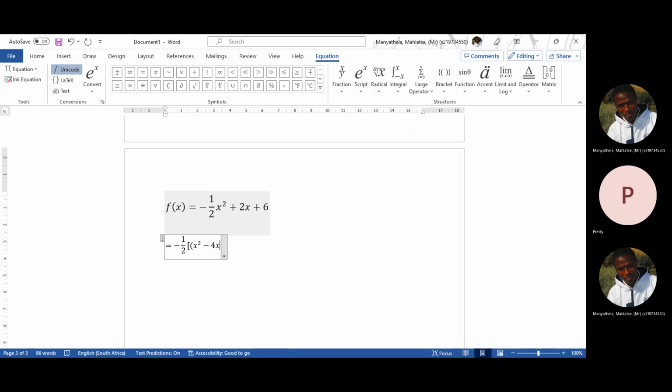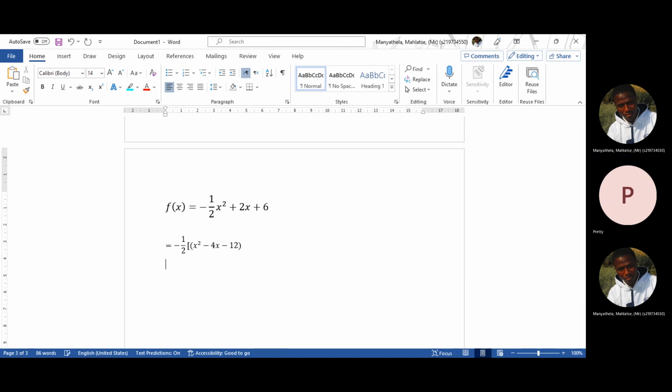Then 6 times minus 1 over 2. In 6 divided by minus 1 over 2, what do we get? 6 divided by minus 1 over 2 is minus 12, it can't be minus 3. Your calculator has a problem. We should check which divide to use. Maybe it doesn't even matter which one to use. Still, it must give you the same answer.